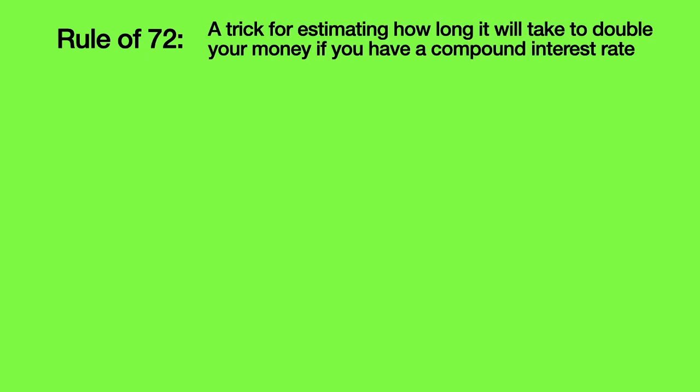Okay, so that is naturally very difficult to work out in your head, but something that you can do in your head is called the rule of 72. Now this doesn't work for every value that you're trying to get to, but this is essentially a trick for estimating how long it will take to double your money if you have a compound interest rate. And this is very simple. Basically, you take the interest rate that you've got. In this case, we'll use an annual interest rate of 10%.